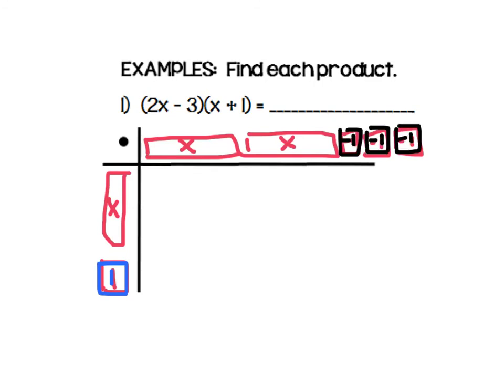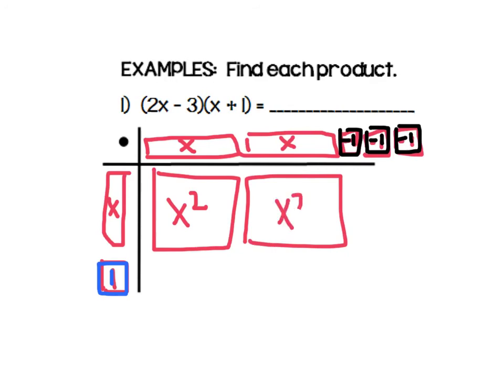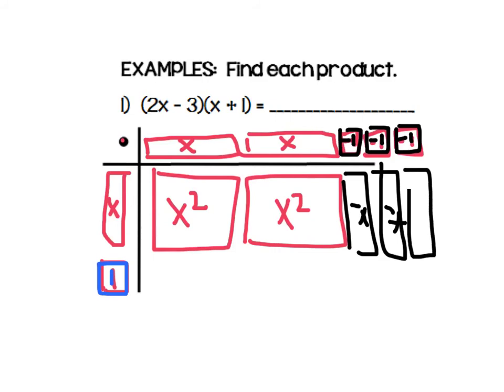Alright, so now let's multiply. X times x gives us x squared. X times x gives us x squared. Okay, negative 1 times x gives us a negative x. Negative 1 times x also again gives us a negative x. And negative 1 times x one more time still gives us a negative x. Right? Not done multiplying, almost done.